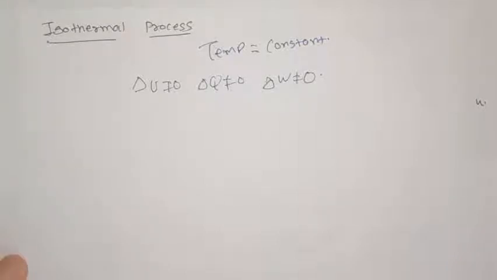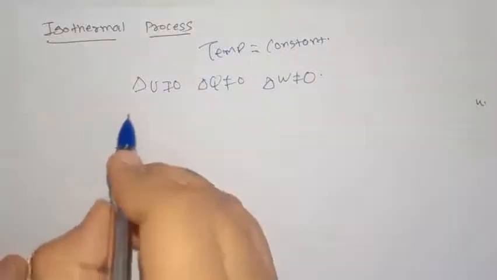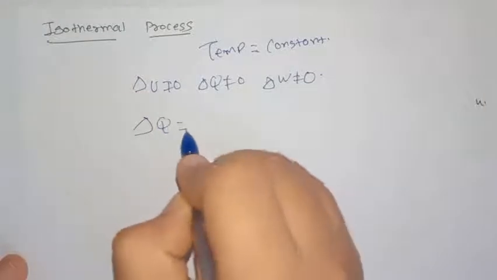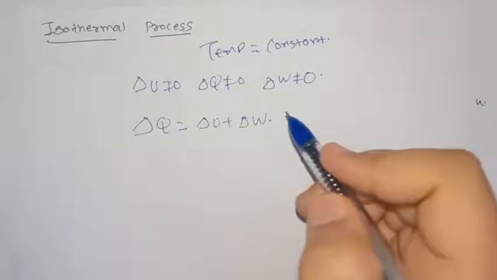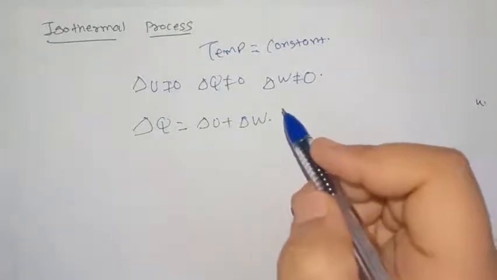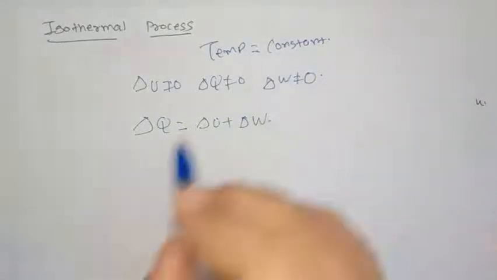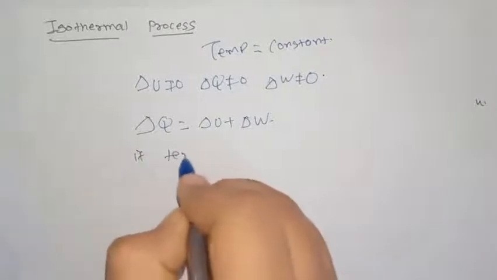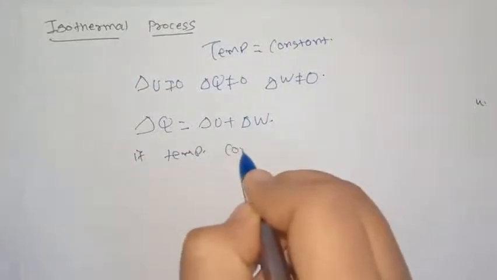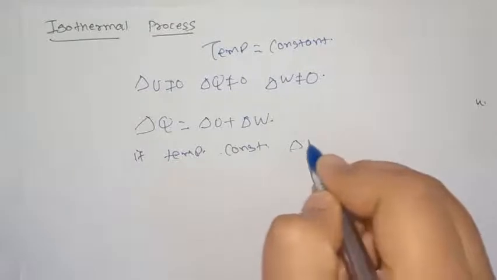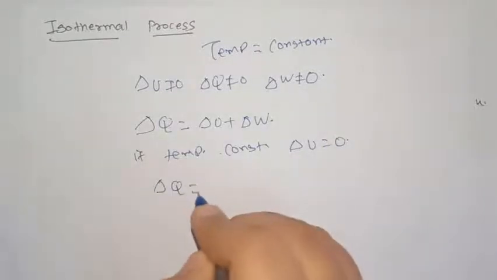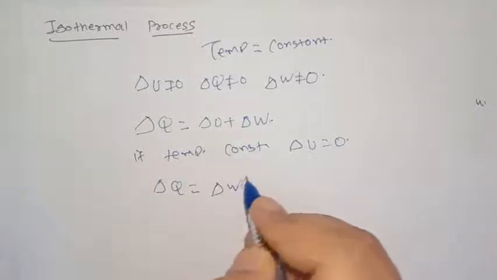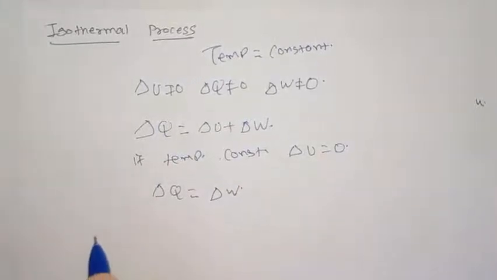And hence, the first law of thermodynamics then implies that, given delta Q is equal to delta U plus delta W, for an ideal gas, if temperature is constant, then delta U will be 0. So from this equation, we can write delta Q is equal to delta W.